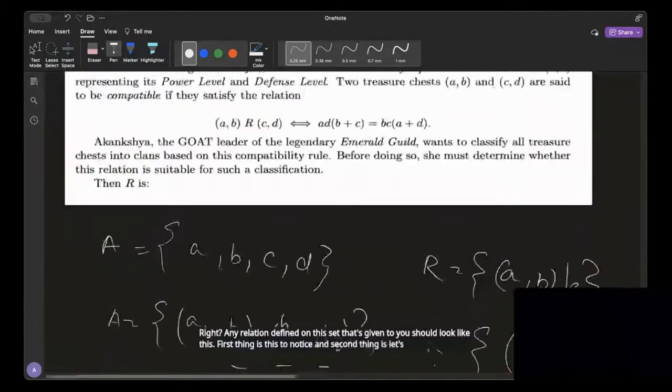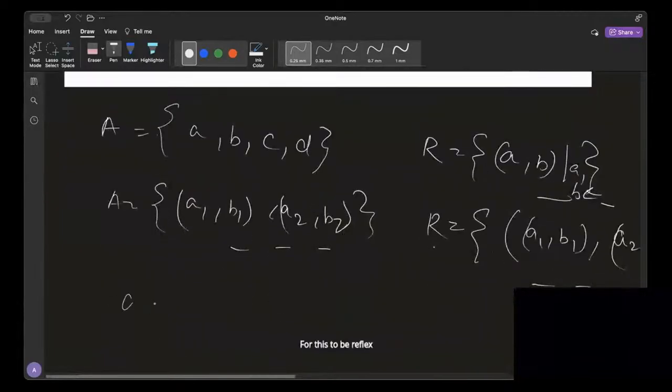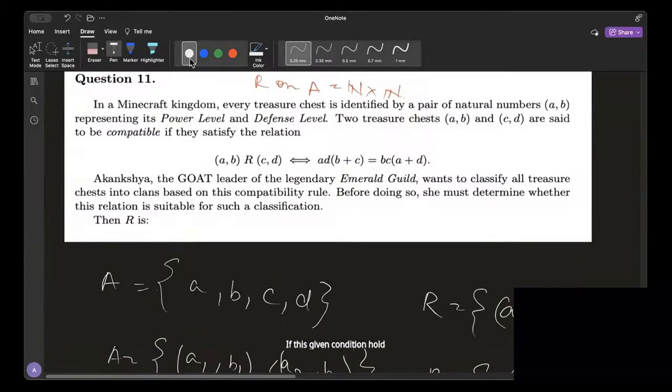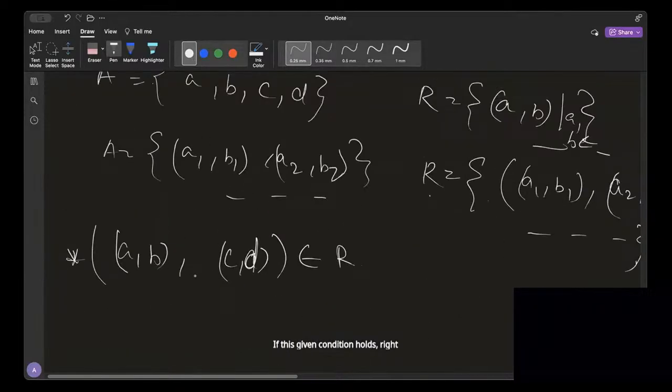Then second thing is, let's see if this is reflexive or not. For this to be reflexive, you want (A, B), comma, (C, D). This pair is in the relation if this given condition holds, right? So let's check if this is reflexive or not.